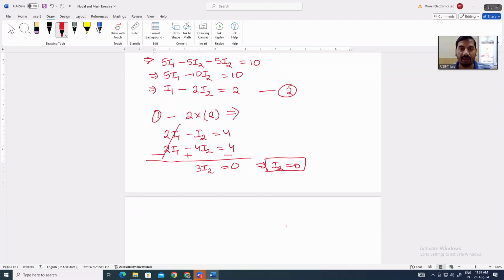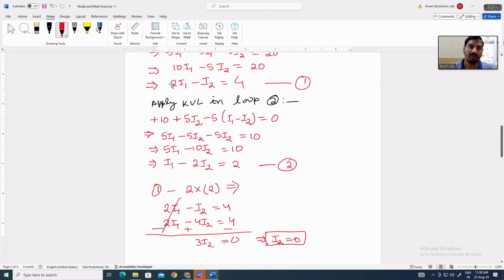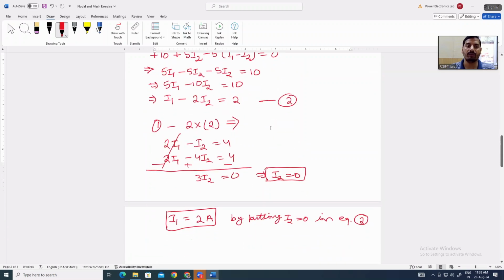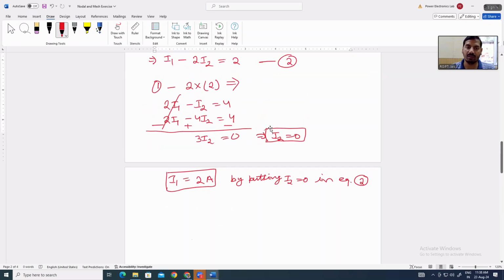by putting the value of i2 in any equation, equation number 1 or 2, we can get the value of i1. So i1 will be 2 ampere. By putting i2 is equal to 0 in equation 2. ओके, i1 is equal to 2 एम्पियर। इक्वेशन 1 में भी अगर करेंगे तो i2 is equal to 0, 2i1 is equal to 4, it means i1 is equal to 2. So i1 2 ampere, i2 is equal to 0.